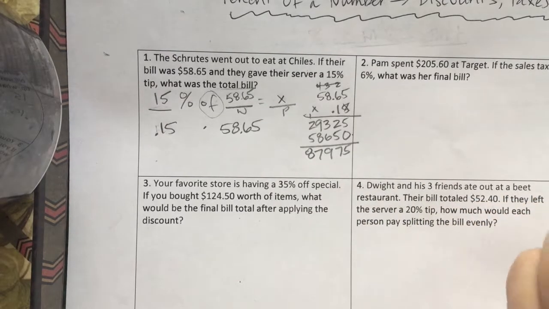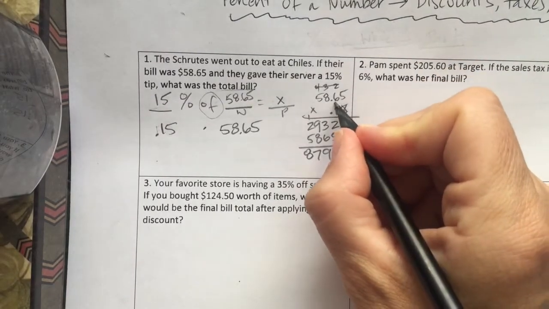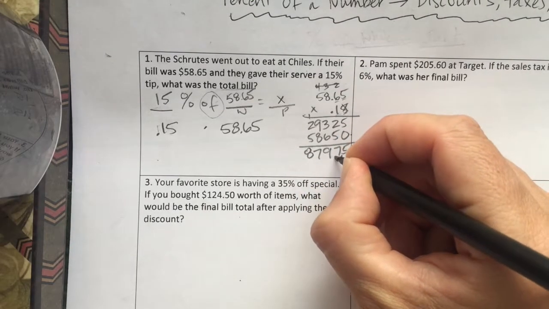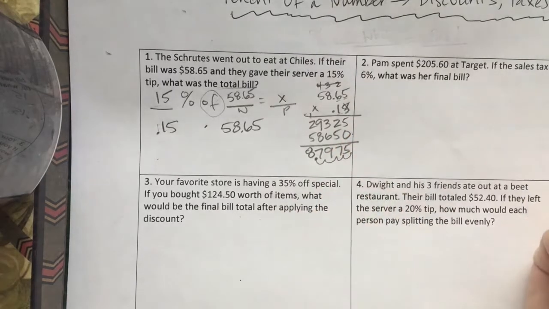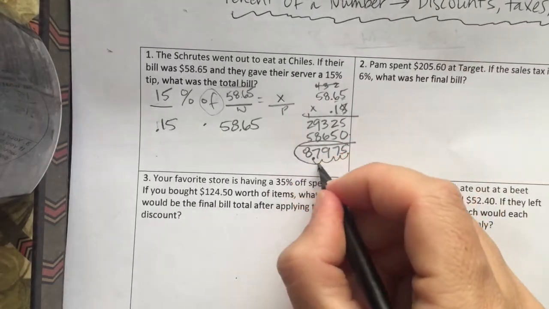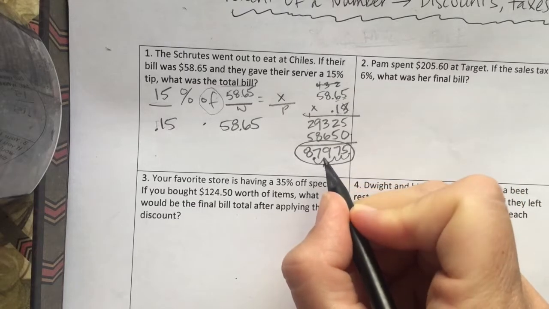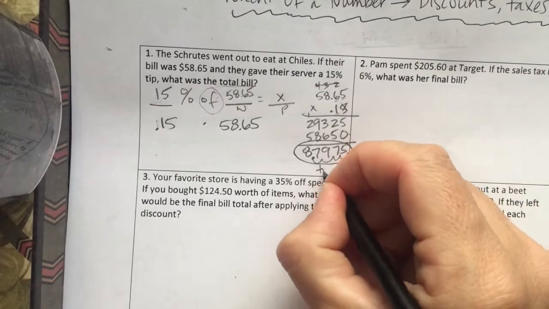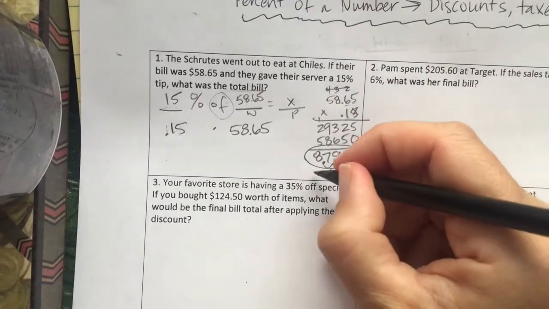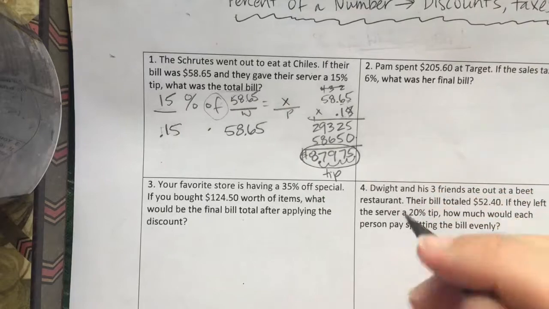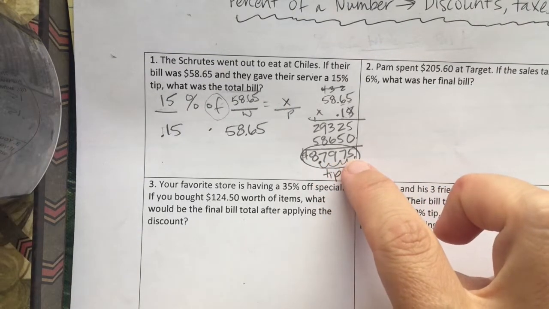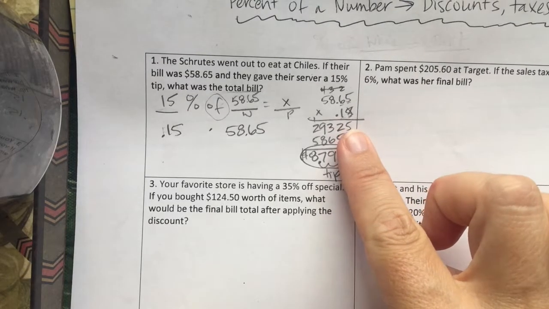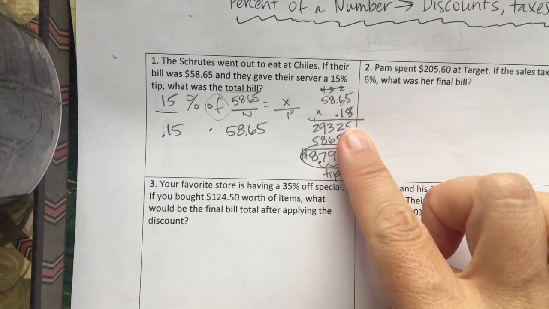Okay, so when you did your multiplication, you should have ended up with 87975. Next step I'm going to do is move my decimal, and I need to move it 1, 2, 3, 4 places. Now, what did we just figure out? What does this number represent? We just calculated the tip, right? This is money. Do we need this many decimal places when we're dealing with money? No, we don't. We only need 2 decimal places. So we're going to have to round.